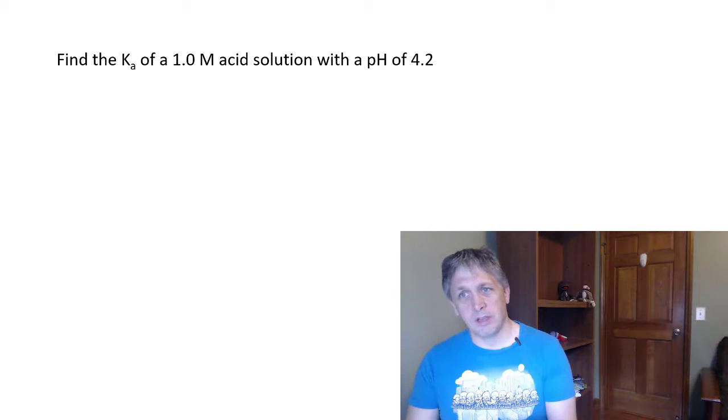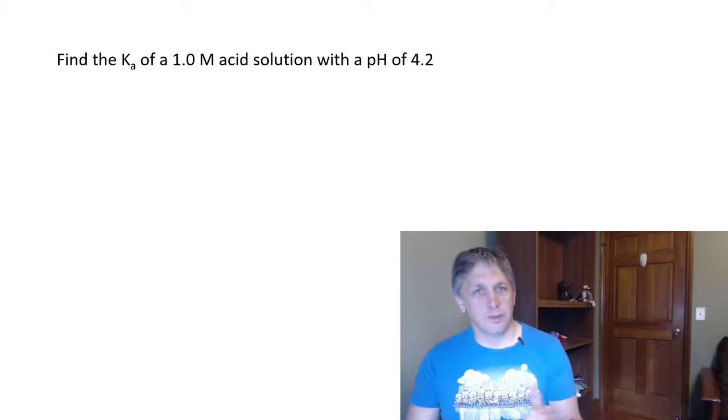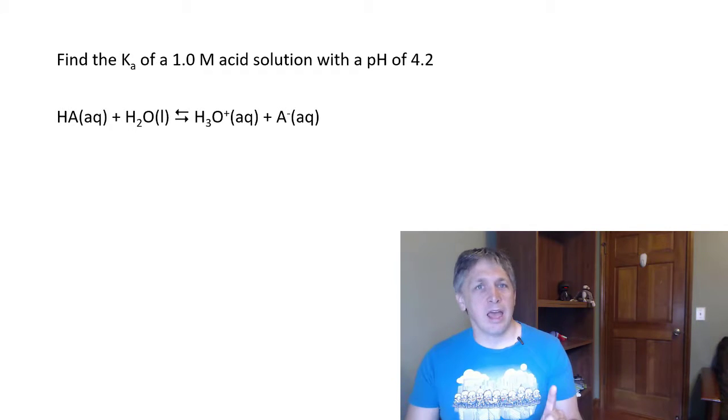For example, one way you can experimentally determine an acid dissociation constant is by making a solution of that acid and just measuring its pH. For example, let's say you have a 1 molar acid solution and you measure its pH to be 4.2. So again, we start with the Bronsted-Lowry reaction, and we'll build an ICE table like we did a lot back in the equilibrium chapter.